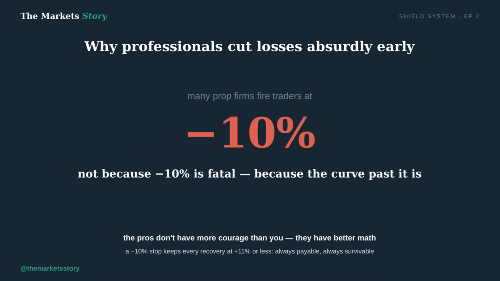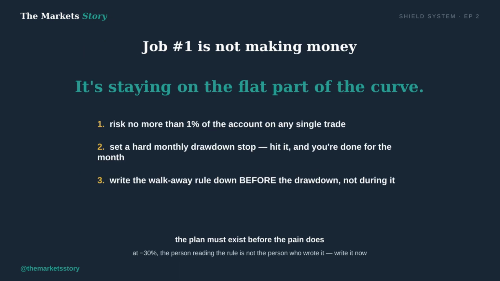This is why professional risk limits look almost insultingly strict. Many prop firms cut a trader at -10%, total. Not because 10% is fatal, because they've seen this curve, and they know what humans become past it. Capping the drawdown at 10 caps every recovery bill at 11%. Always payable. Always survivable. The professionals don't have more courage than you. They have better math.